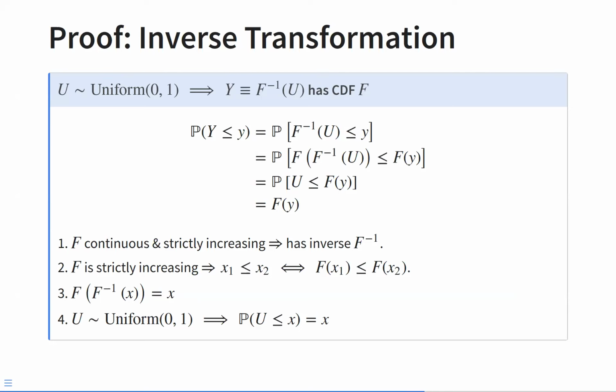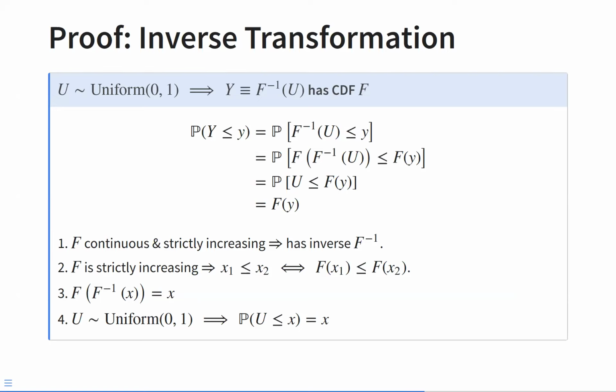In the next step, I'm going to be relying upon the fact that since F is strictly increasing, x1 is less than or equal to x2 if and only if F of x1 is less than or equal to F of x2. So what I'm going to do here is transform both sides of the inequality inside the probability statement using the function capital F. I'm just applying capital F to both sides of the inequality.